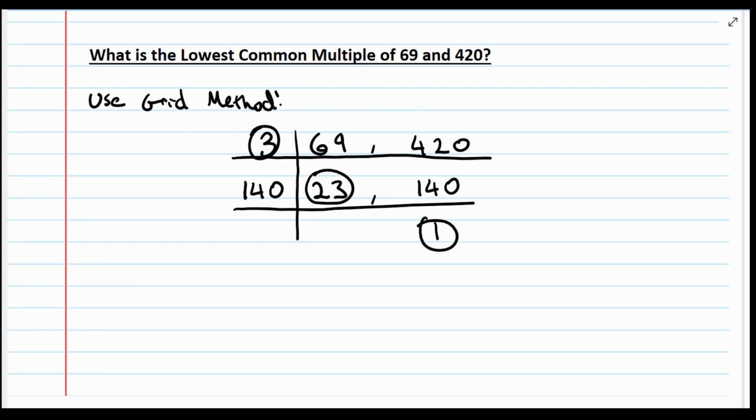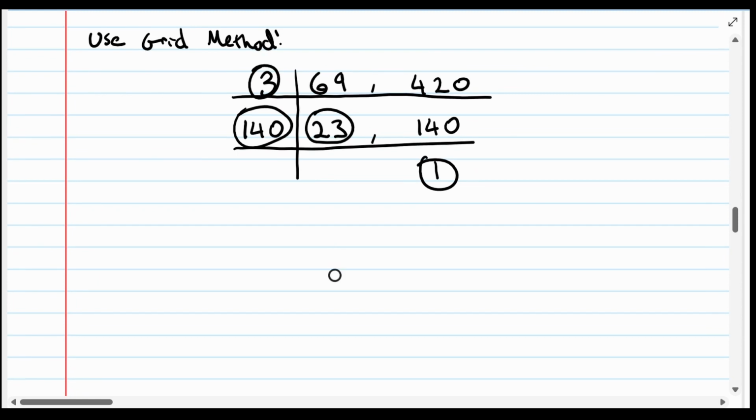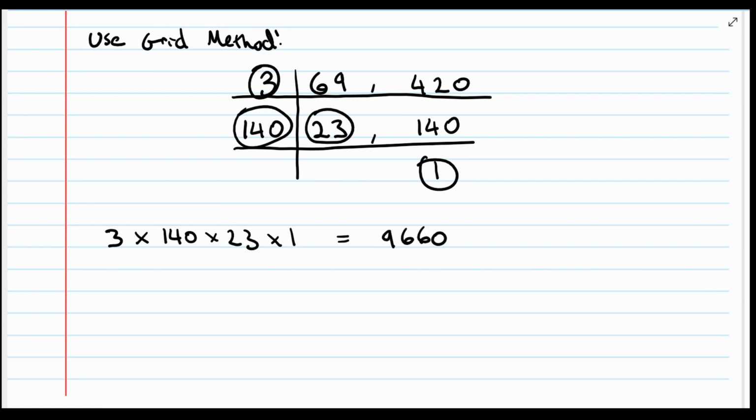So now you circle all the numbers that are involved, the prime numbers and the numbers by which you divided. Now you want to multiply 3 times 140 times 23 times 1, which gives you the value of 9,660. So therefore 9,660 is the LCM of 69 and 420.